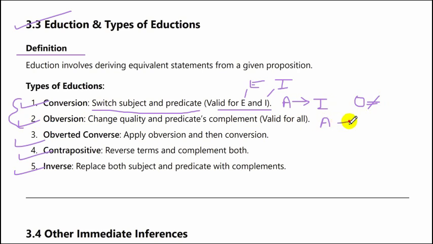Obversion changes the quality and the predicate to its complement, and it is valid for all. A's obverse is E, E's obverse is A, I's obverse is O, and O's obverse is I. The predicate will be changed to its complement. For example, if the predicate is P, its complement will be non-P. In obversion, the subject and the predicate are not interchanged, like in the converse.